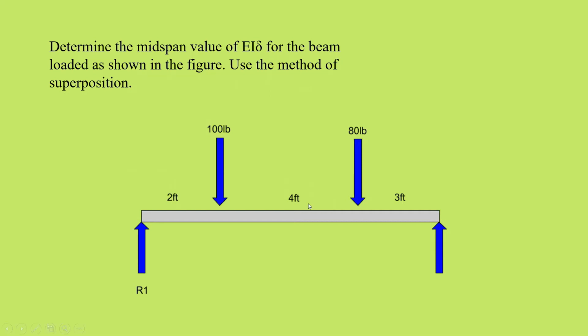As you can see here, we have a single beam divided into three with lengths of 2 feet, 4 feet, and 3 feet, with a total length of 9 feet, and two concentrated loads with forces of 100 pounds and 80 pounds.